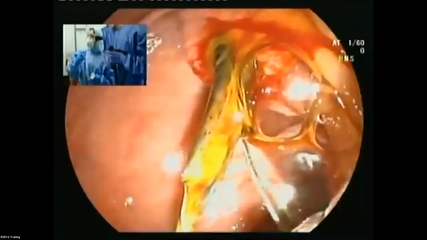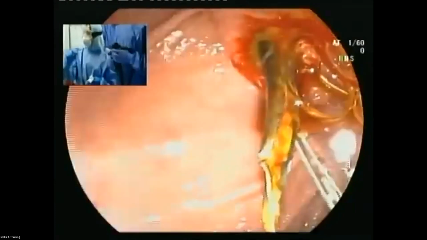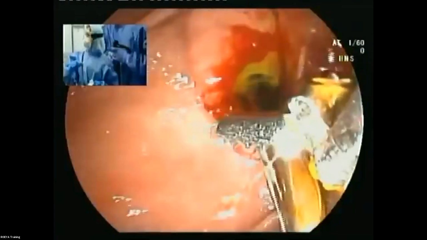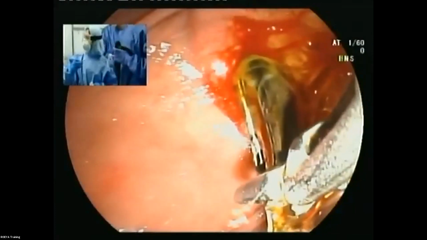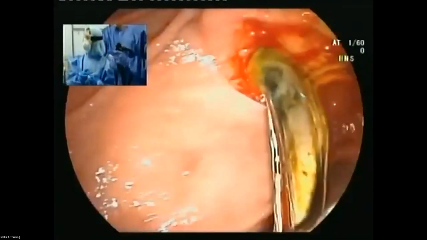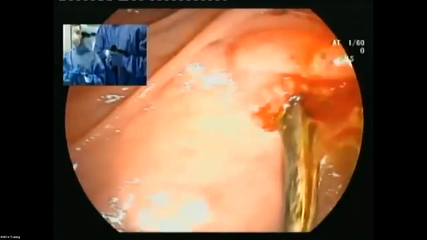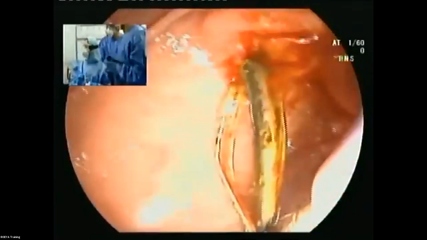But if you have a 10 French stent, I prefer to take the scope out. I pull it with the scope, holding the tip of the tool with my fingers on the scope, and then pulling the scope itself. Professor Khaled, how do you remove the stent?